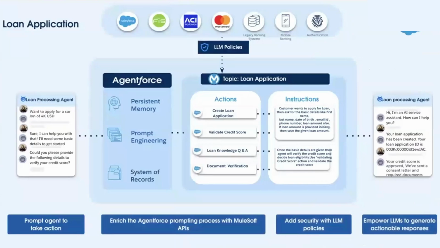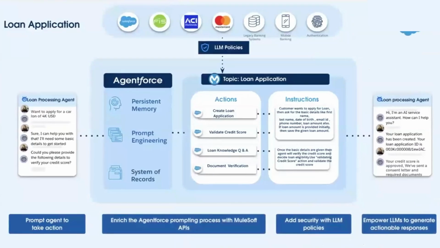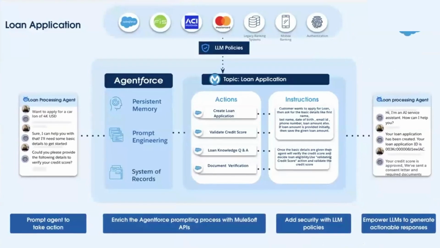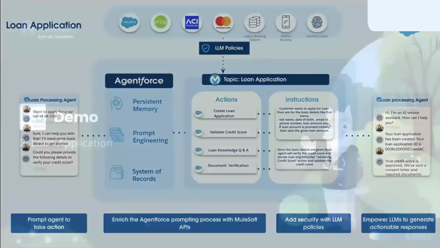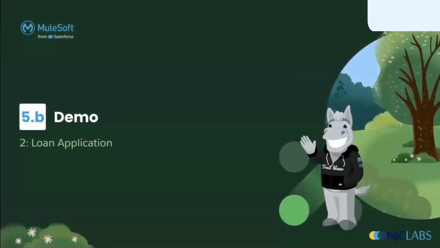I'm not going to explain this high level again. It's a similar thing, but we are changing the topic and instructions based on our use case of loan application. Earlier, I've already explained how this agent works and how we are leveraging persistent memory and prompt engineering. The same process will continue for the topic loan application with the respective actions which I have mentioned and also the instructions. So now let's get into the live demo.